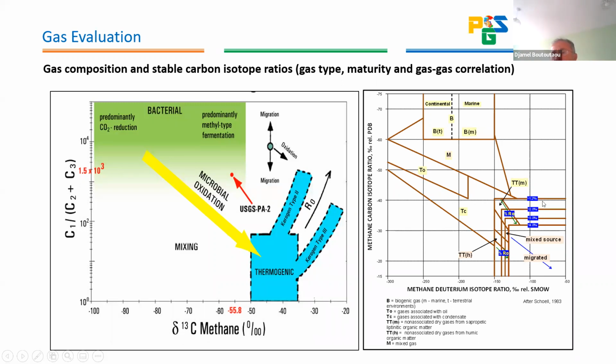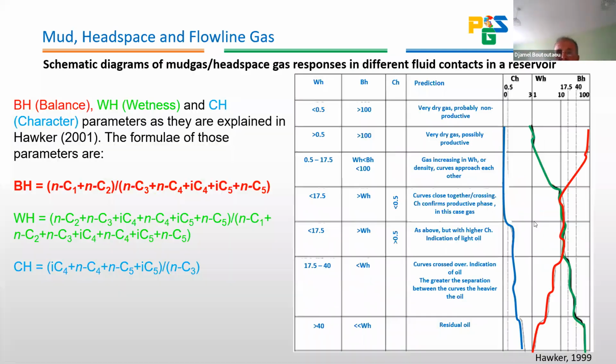We can also determine the maturity. You can see in this diagram that the more mature the source rock, the drier the gas. Also, if the gas is plotting in here, we can roughly estimate or calculate the maturity at which the gas was generated.